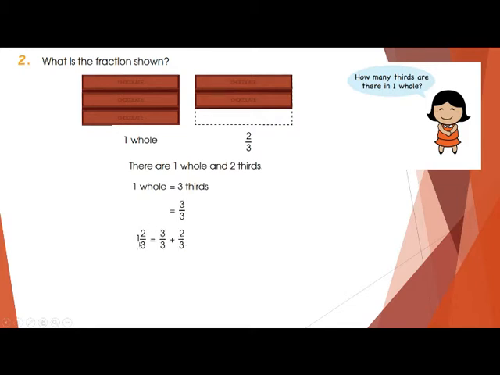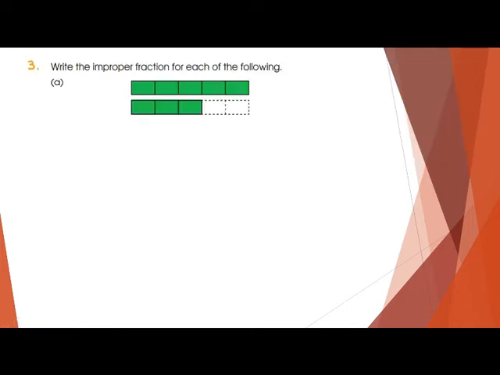So how can you write it in the form of a fraction? 1 whole and 2/3 will be like 3 upon 3 plus 2 upon 3. When the denominators are the same, you will simply add the numerators. 3 plus 2 makes 5. Okay. Here we have more examples.